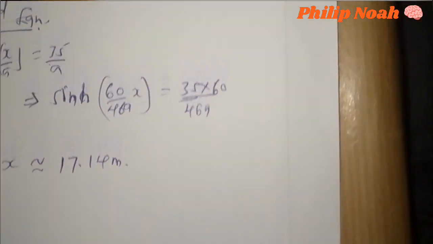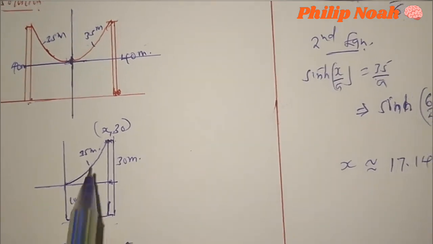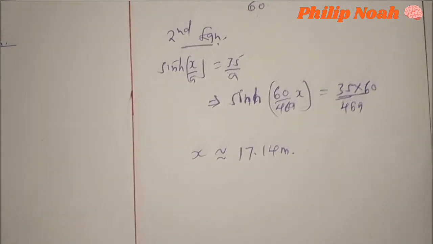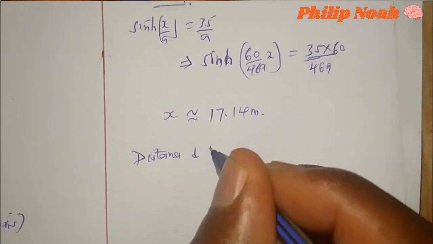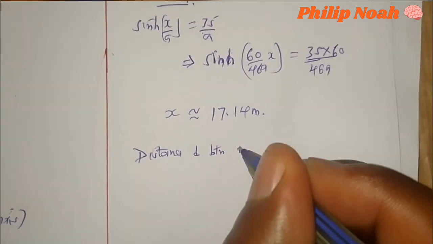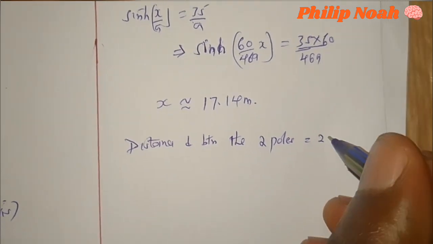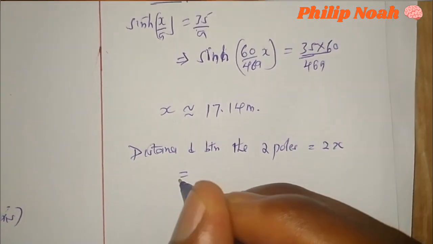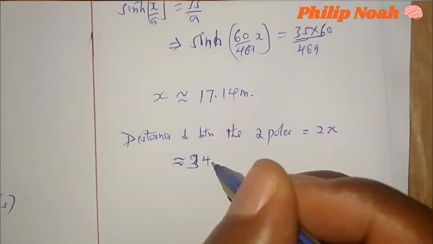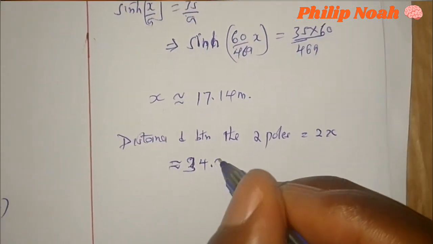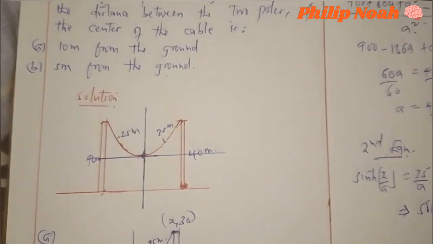But remember, this is just half of the distance between the two poles. So the distance D between the two poles is equal to 2x. So this becomes approximately 34.28 meters. Let's move to the second one, that's B.